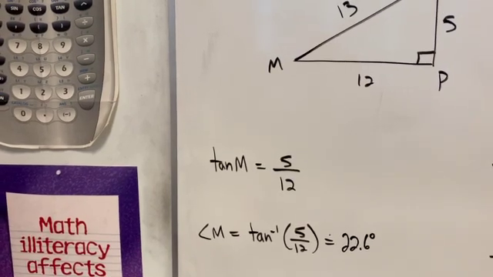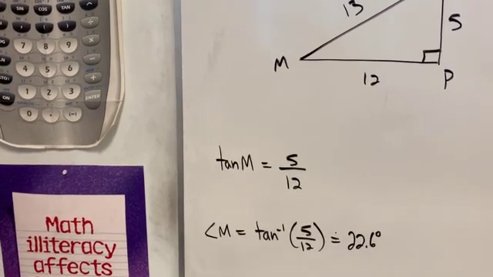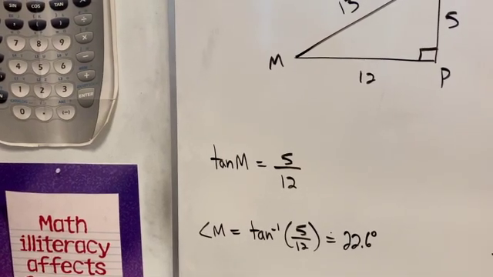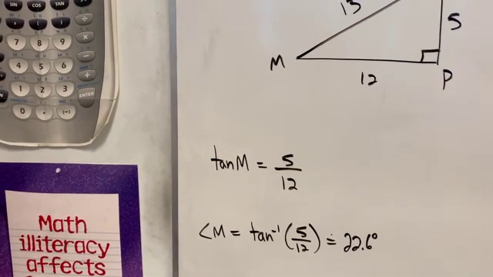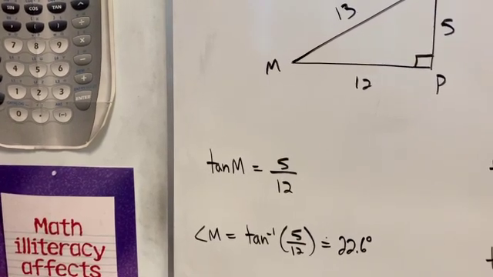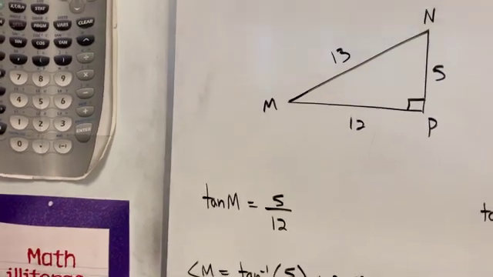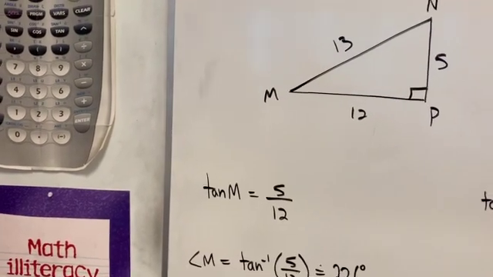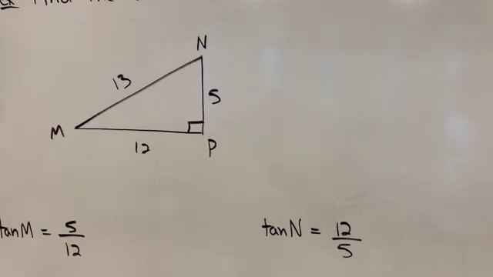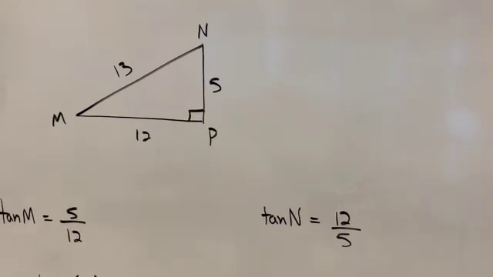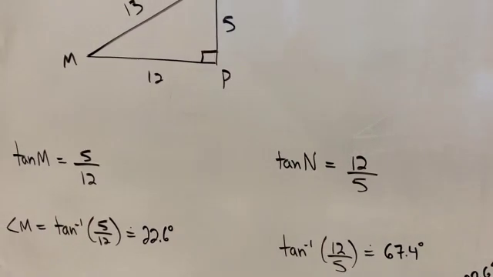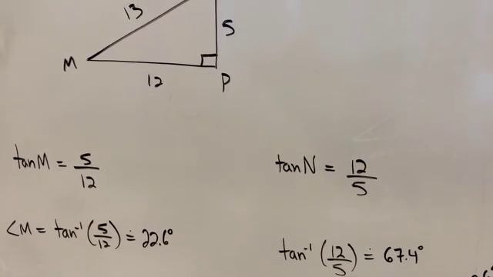If you're getting something entirely different, it means that you're likely in radian mode instead of degree mode. So just push the mode button near the top left of your calculator and make sure you're in degrees. And inverse tan of 5 over 12 should give you 22.6 degrees, which seems reasonable in that picture. If I try the same thing for angle n, tan of angle n, as we saw a moment ago, is 12 over 5. So if I do inverse tan of 12 over 5, I get 67.4 degrees.